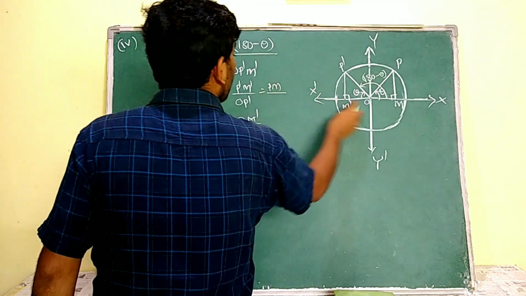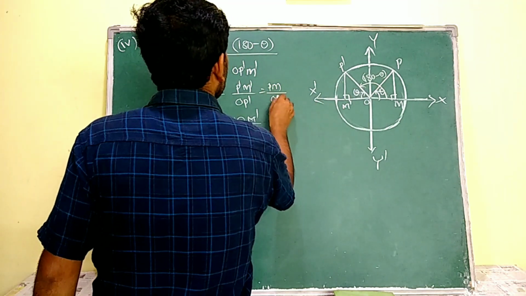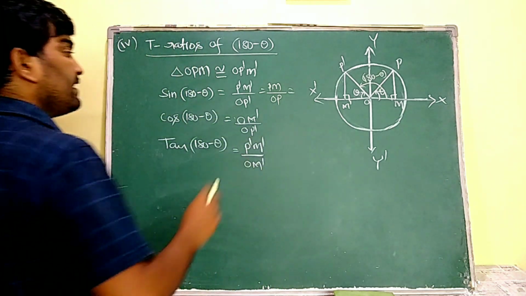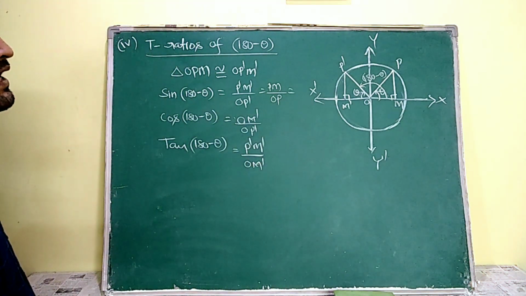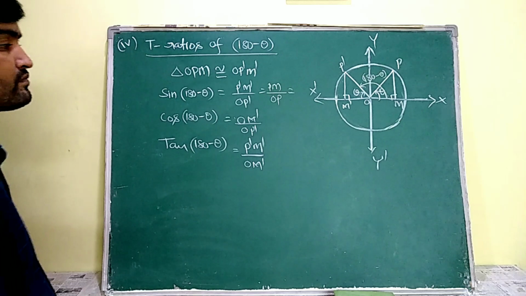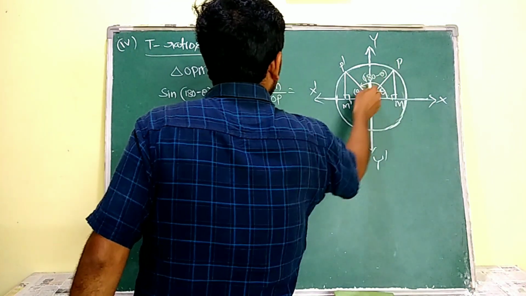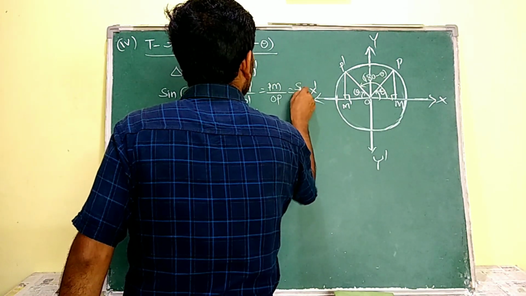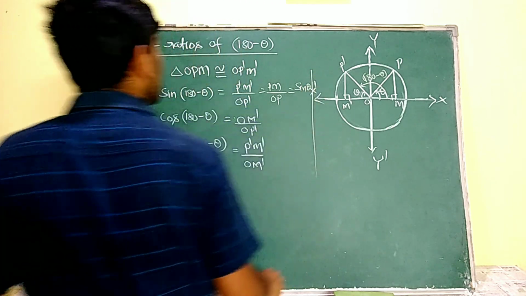Write PM here, by OP dash, meaning OP. So in the triangle, PM by OP means it is sin theta here. So sin theta. Understand?